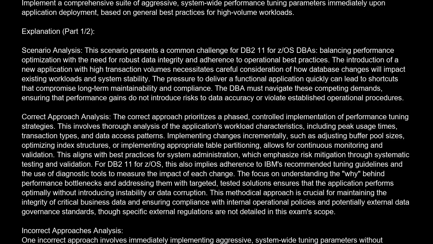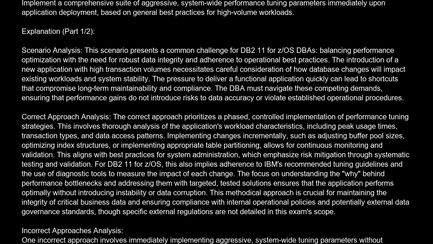This scenario presents a common challenge for DB2 for z/OS DBAs, balancing performance optimization with the need for robust data integrity and adherence to operational best practices. The introduction of a new application with high transaction volumes necessitates careful consideration of how database changes will impact existing workloads and system stability. The pressure to deliver a functional application quickly can lead to shortcuts that compromise long-term maintainability and compliance. The DBA must navigate these competing demands, ensuring that performance gains do not introduce risks to data accuracy or violate established operational procedures.